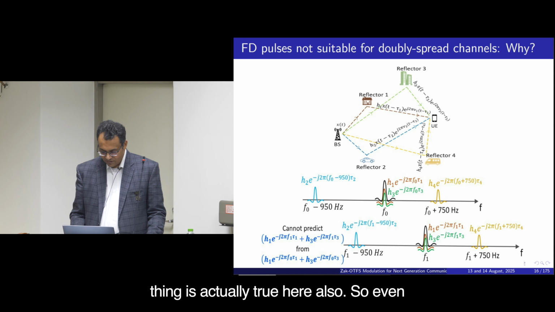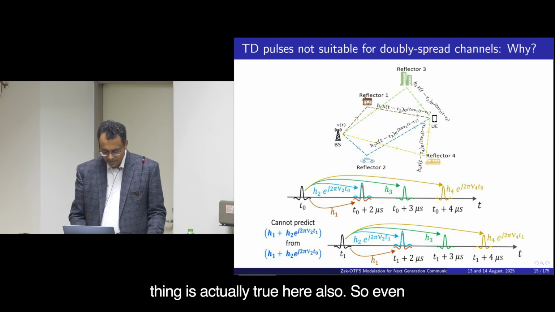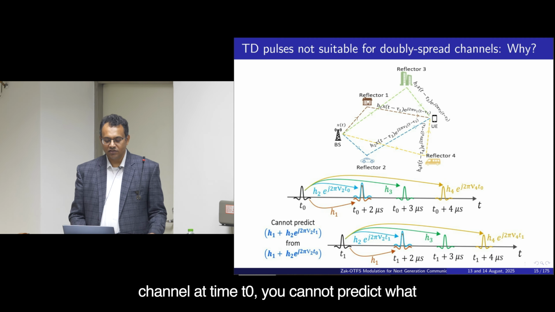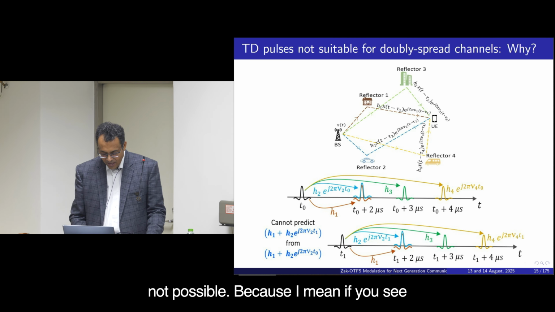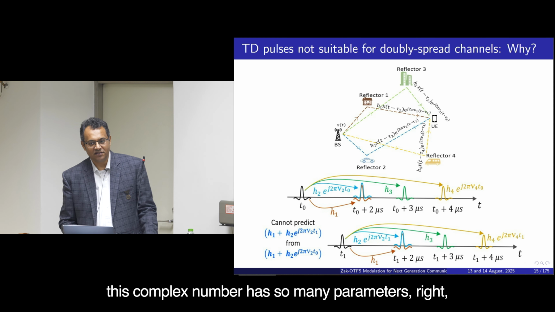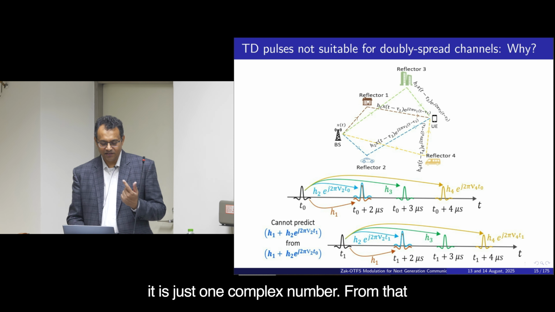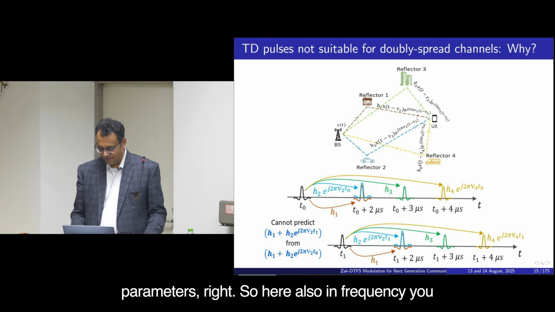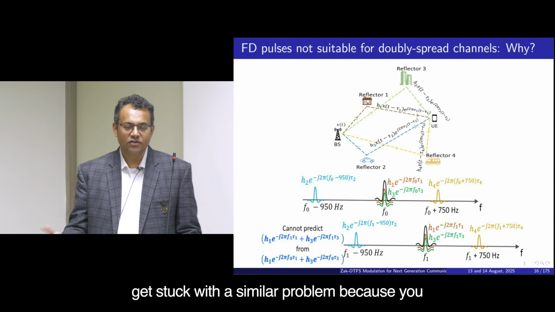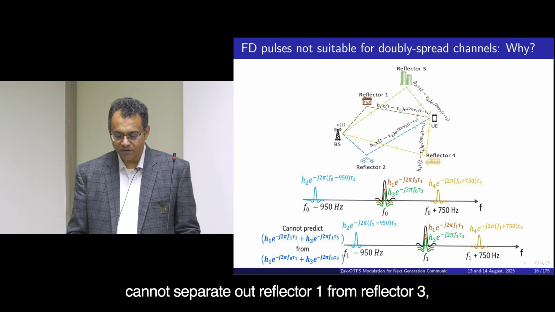The same thing is actually true here also. Even here, if you know this, which was the channel at time t0, you cannot predict what the channel is at time t1. It's not possible, because this complex number has so many parameters; it's just one complex number, and from that you cannot find all these 3 different unknown parameters. So here also in frequency you get stuck with a similar problem because you cannot separate out reflector 1 from reflector 3.